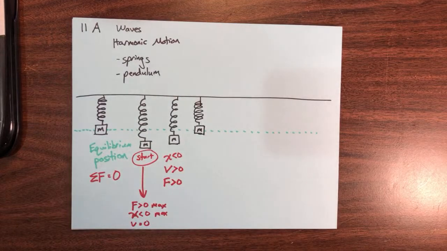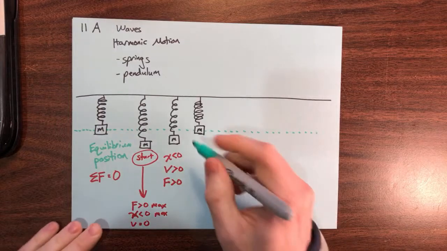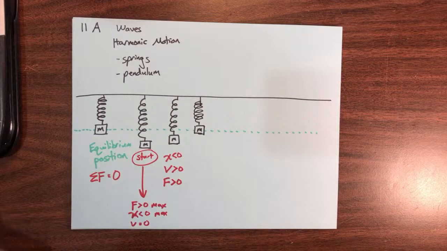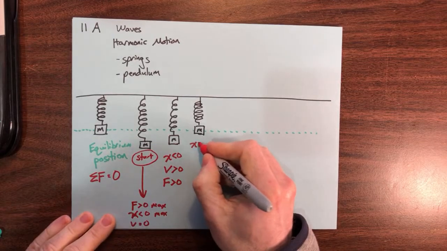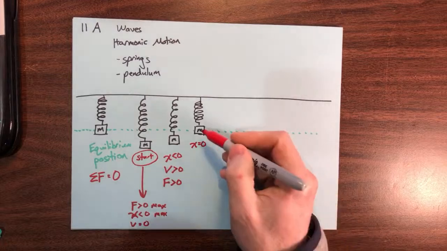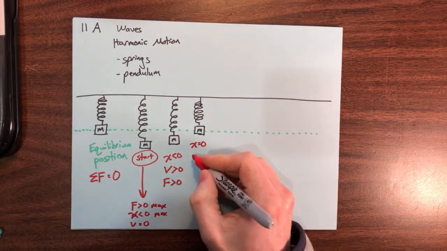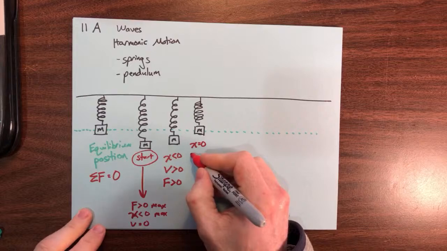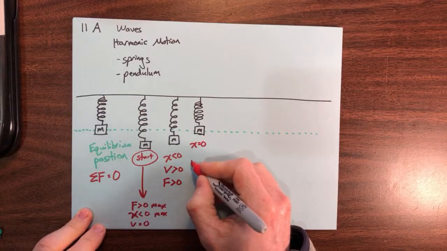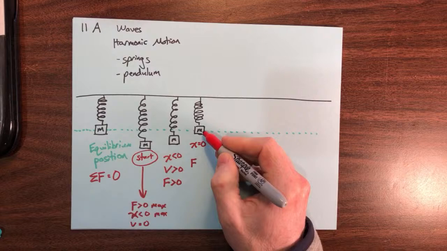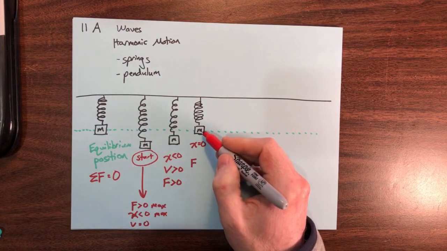Okay? At the equilibrium position, once again, we're going to define that, at least for right now, as our 0 point for position. So equilibrium is going to be our 0 point for position. What do you think about, and once again, we're going to skip velocity, what do you think about the force at the equilibrium position? What do you guys think? Is it going to be positive, negative, or 0?